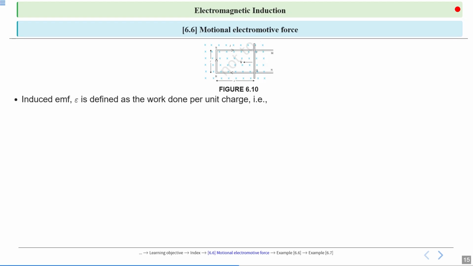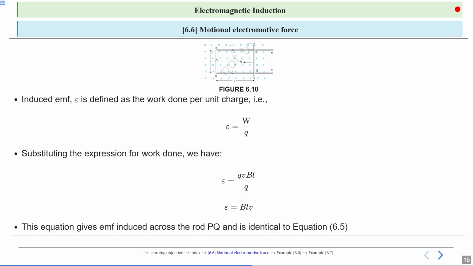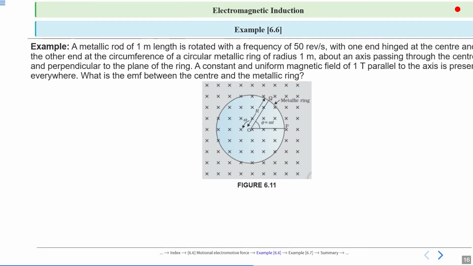Induced EMF epsilon is defined as the work done per unit charge. So epsilon will be equal to W upon Q. Substituting the expression for work done, we have epsilon equal to QVBL upon Q. So Q and Q will get cancelled out, and the same expression we got, epsilon equal to BLV, the motional EMF. So the motional EMF expression can be derived using the Lorentz force on the charge carriers present in the conductor. This equation gives the EMF induced across the rod PQ and is identical to equation 6.5.